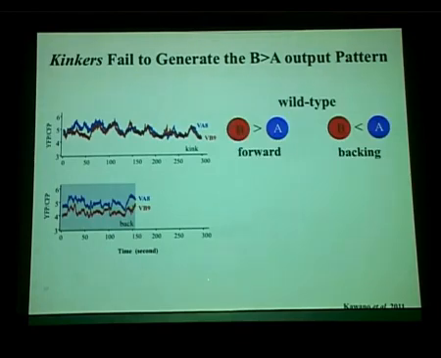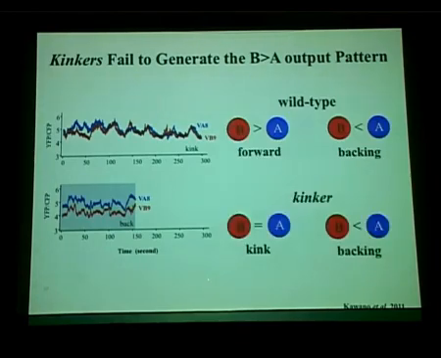So this suggests to us that wild-type animals have an intrinsic mechanism to make sure that A and B motor neuron outputs do not overlap. And kinkers fail in that mechanism so that the B equals A pattern replaces the B higher than A pattern, preventing the animal from going forward, but backing seems to be still restored, and actually this animal switches the preference to that state.